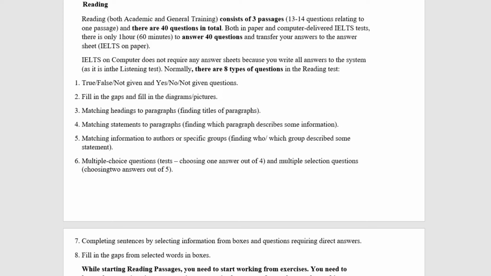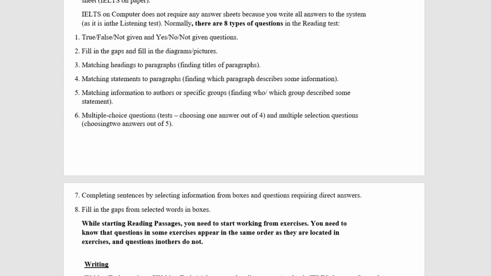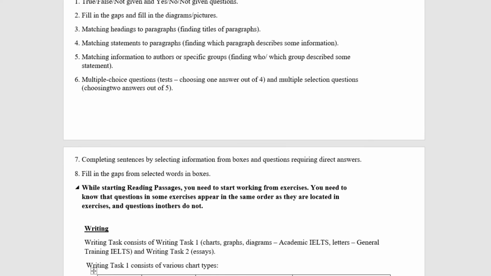True, false, not given, fill in the gaps, matching headings to paragraphs, matching statements to paragraphs, where you need to find suitable statements for suitable paragraphs, matching information to authors or specific groups, multiple choice questions, where you choose one correct answer out of 4, or multiple selection questions, when you choose 2 correct answers out of 5 or out of 6. Completing sentences by selecting key information, filling the gaps from selected words in boxes.